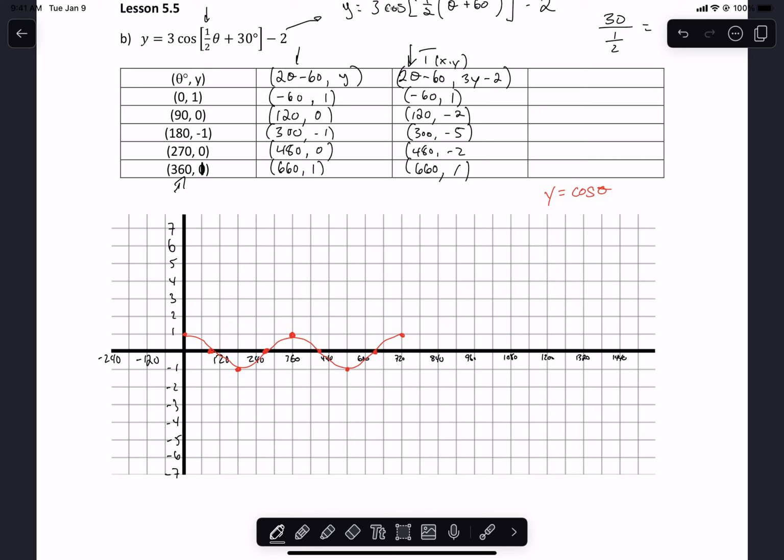Okay, and so I'm just going to plot those points and then we're good, right? So negative 60 and 1 would be here. Does that seem right? And then 120 and negative 2. And 300 would be here, 300 and negative 5.